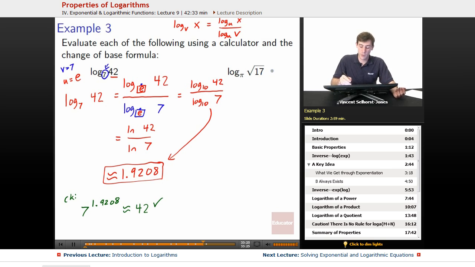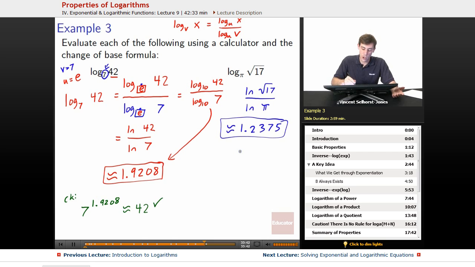Let's do log base pi of root 17. Same basic idea here. We can do it as natural log of root 17 over natural log of pi. We punch that out in a calculator and we get approximately 1.2375.